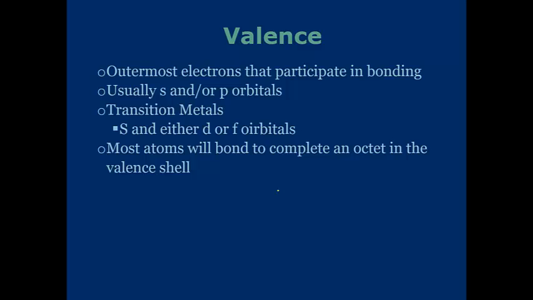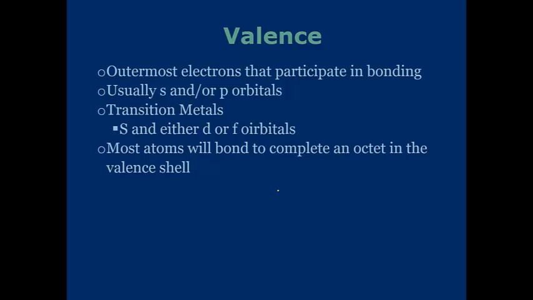Lastly, we're going to go into valence. As I stated earlier, atoms strive to achieve noble gas configuration, or a full valence. Valence is noted as the outermost electrons that participate in bonding. They're usually s or p orbitals, or in the case of hybridization, a mix of the two. When you look at transition metals, though, it's either the s and d orbitals. F orbitals are a little bit more complicated, and you'll likely not see them on the test, so I wouldn't worry about them too much.